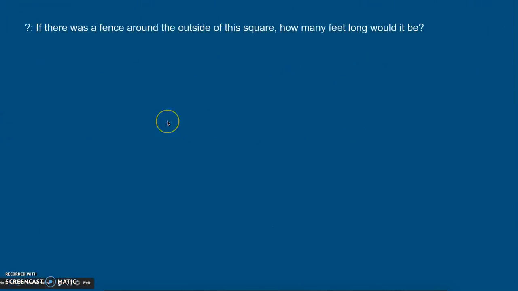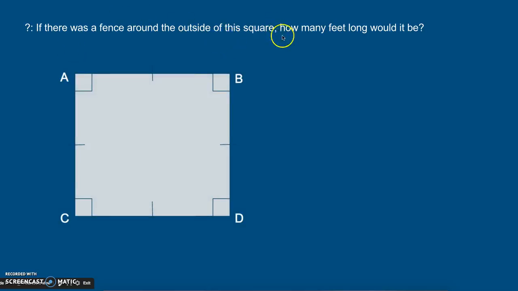Now let's look at another perimeter question. If there was a fence around the outside of the square, how many feet long would it be? So I know that all 4 of my sides are going to be equal to one side, or they're all going to be equal to each other. So if AB is equal to 9, and I know that the formula of a perimeter of a square is 4x, I can just take 4 times 9, because 9 is going to be equal to x. So 4 times 9 is 36.